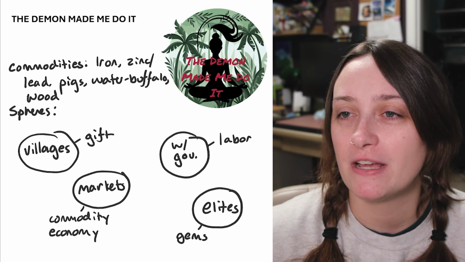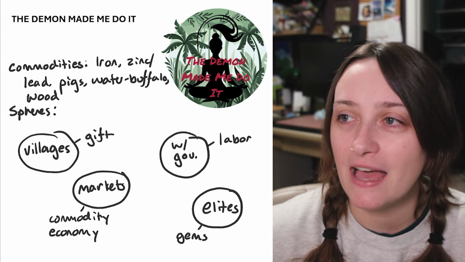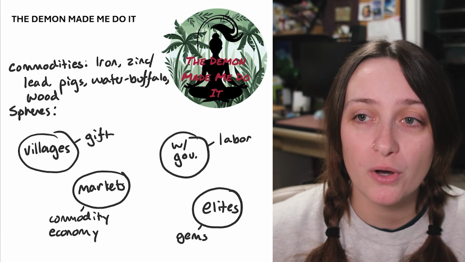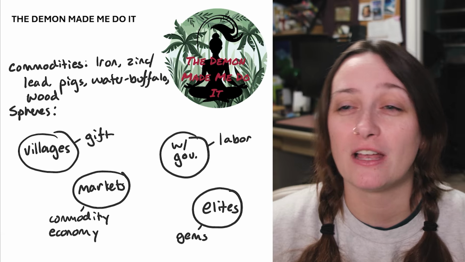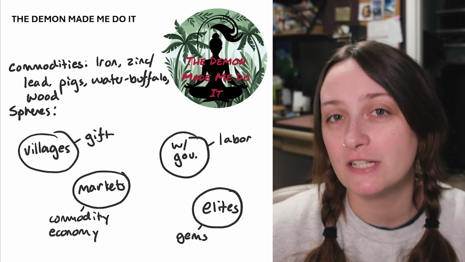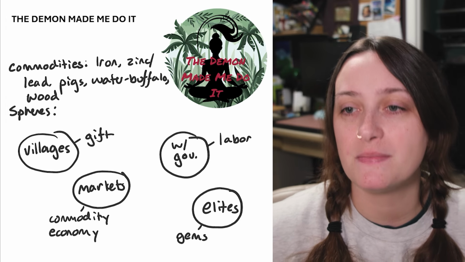So then for the setting, The Demon Made Me Do It. Some of these major trade commodities would be iron, zinc and lead, pigs and water buffalo, and then wood. And then for their spheres of exchange, I've established four. You'd have the villages themselves, which would be our gift economies.